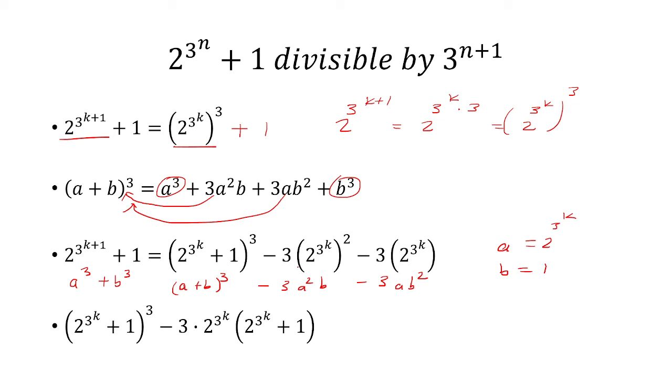And now notice that these two have a factor of 3 times 2 to the 3 to the k. If I pull out the 3 times 2 to the 3 to the k, I'm still left with a 2 to the 3 to the k, because I have a square here. And then these two are identical, so I just do plus 1.